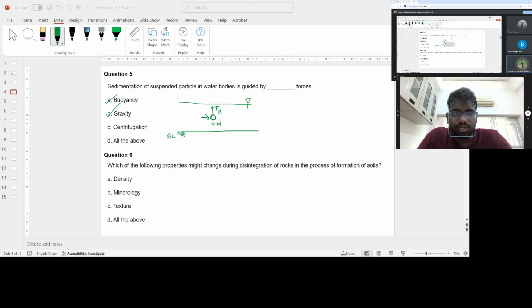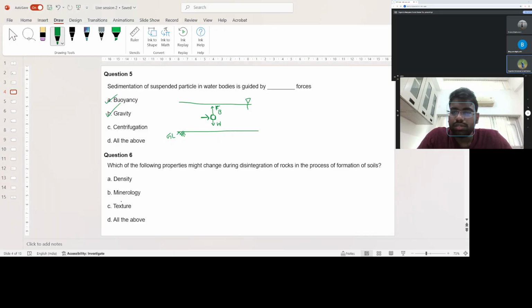So let us move to the sixth question. Which of the following properties might change during disintegration of rocks in the process of formation of soils? Option A, density. Option B, mineralogy. Option C, texture. And option D, all the above.